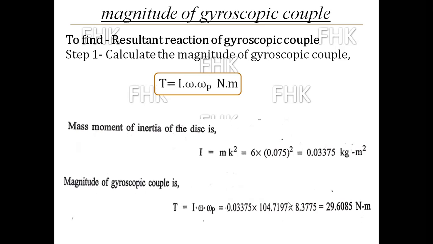So after solving this equation, I found the magnitude of the gyroscopic couple, the torque, is equal to 29.6085 Newton meter. After solving up to here, I will get 4 marks. Now the main task is to find the direction of the gyroscopic couple, which is for 8 marks. So the total problem is of 12 marks in the examination.